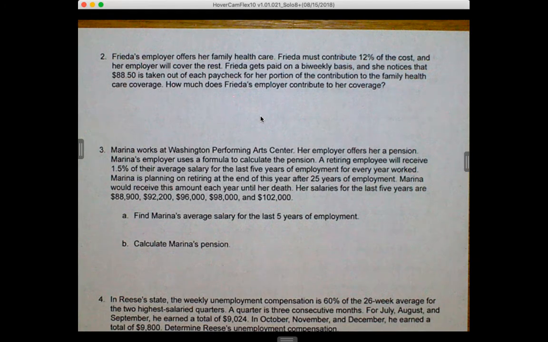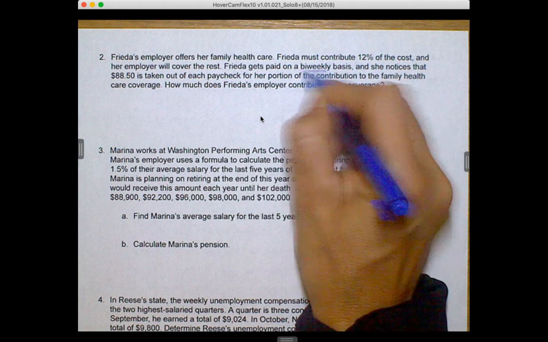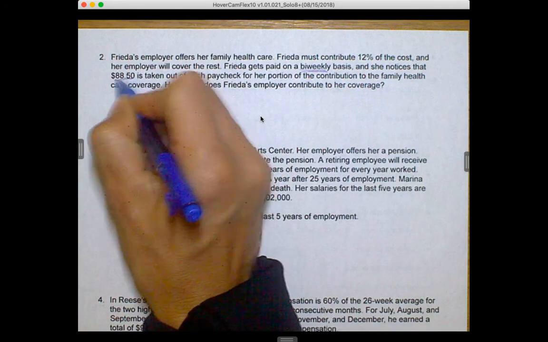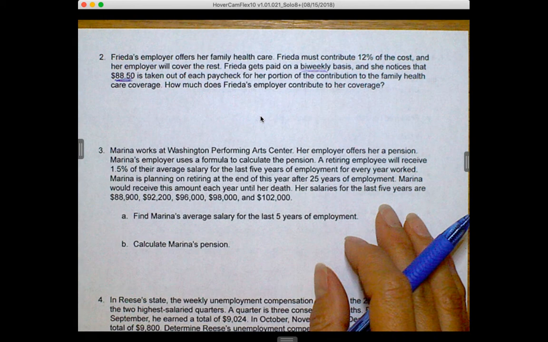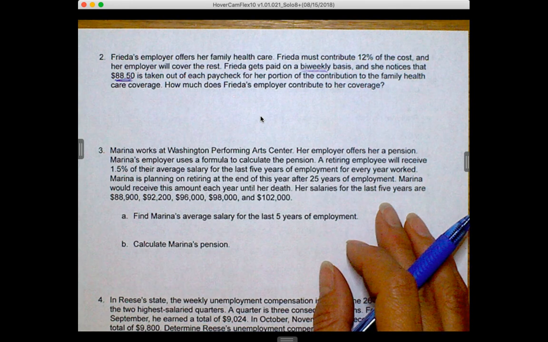Okay, so for this next example on the back side, it says Frida's employer offers her family health care. Frida must contribute 12% of the cost, and her employer will cover the rest. Frida gets paid on a bi-weekly basis, so she's getting paid every other week. And she notices that $88.50 is taken out of each paycheck for her portion of the contribution to the family health care coverage. How much does Frida's employer contribute to her coverage?